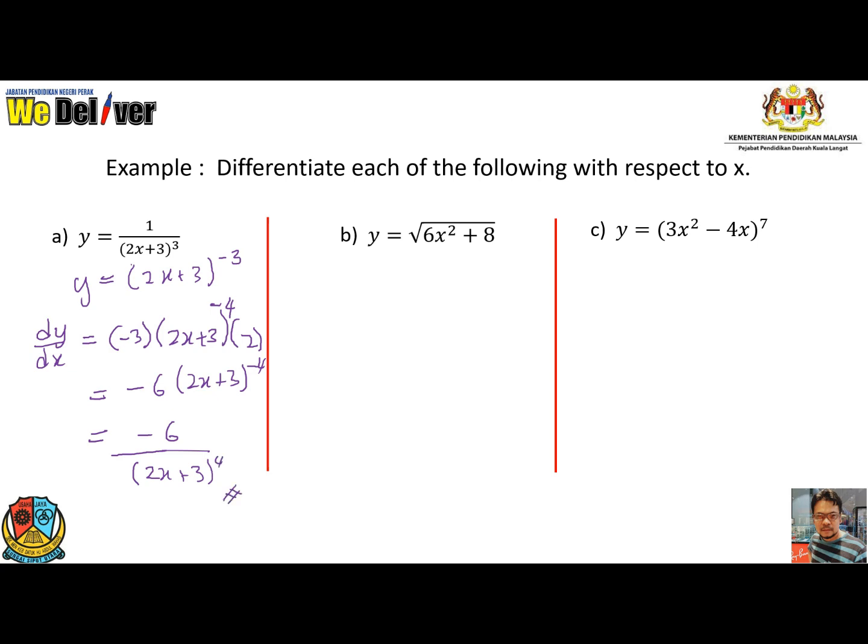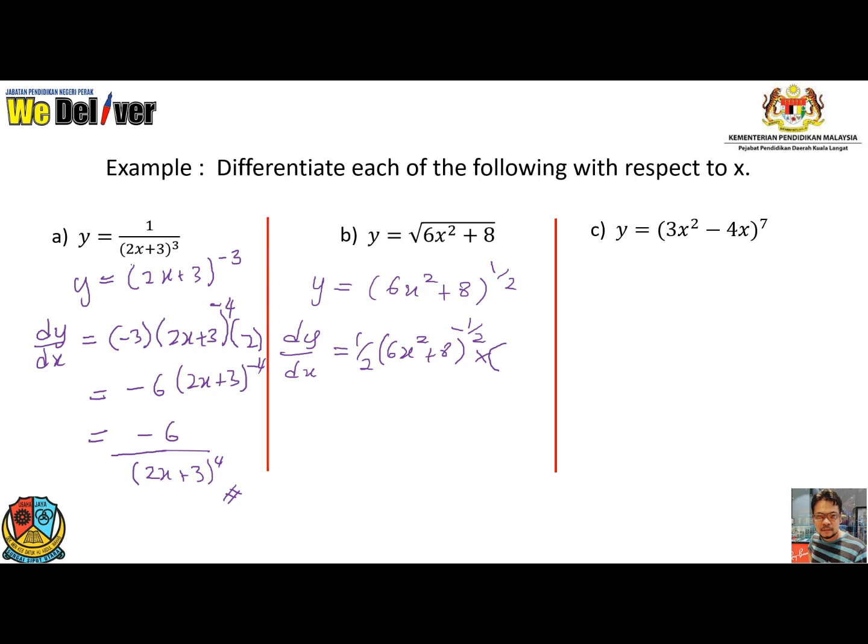Okay, for b, y equals square root of 6x squared plus 8. So you simplify. Square root means what? Square root means (6x squared plus 8) to the power of 1 over 2. Okay, differentiate, find dy/dx equals, differentiate outside, you get 1 over 2, bring 1 over 2 in front, copy the function inside. 1 over 2 minus 1 is -1 over 2, times differentiate the function inside. Inside the bracket is 6x squared plus 8.